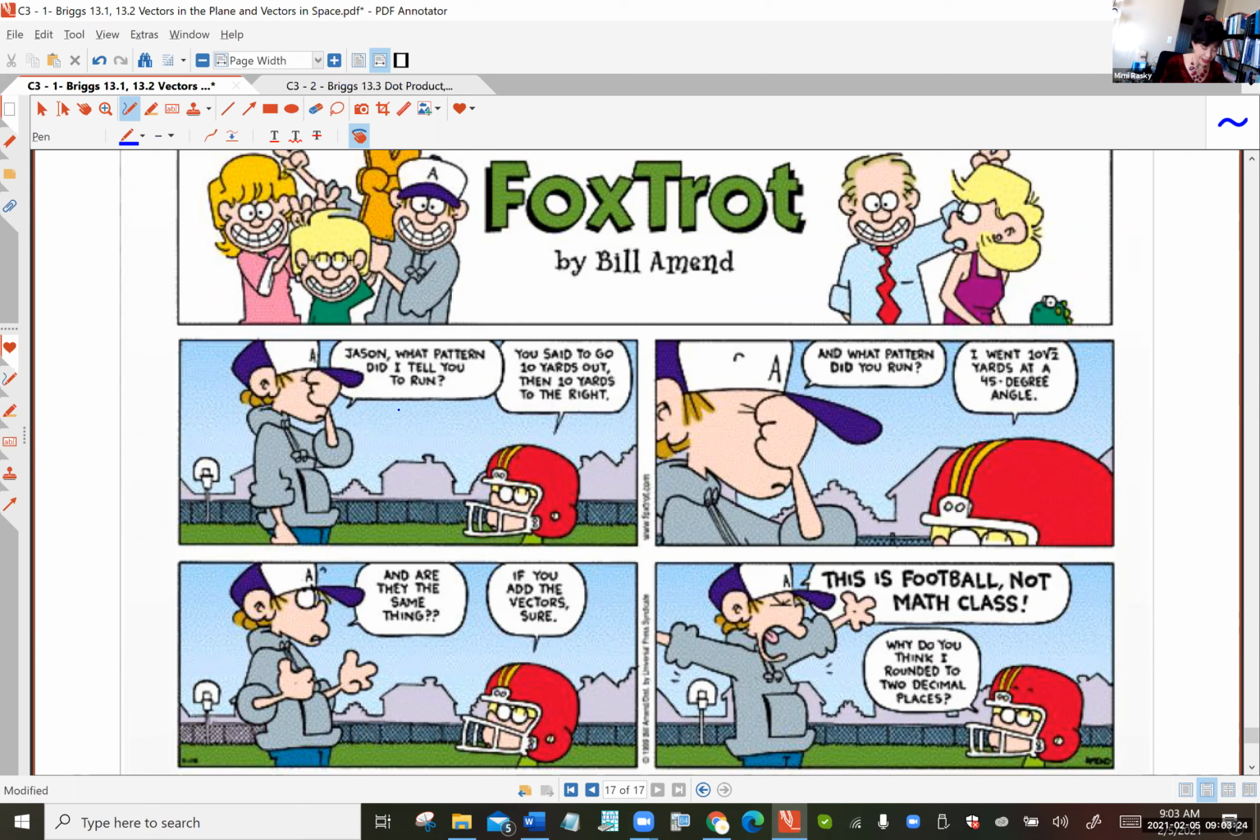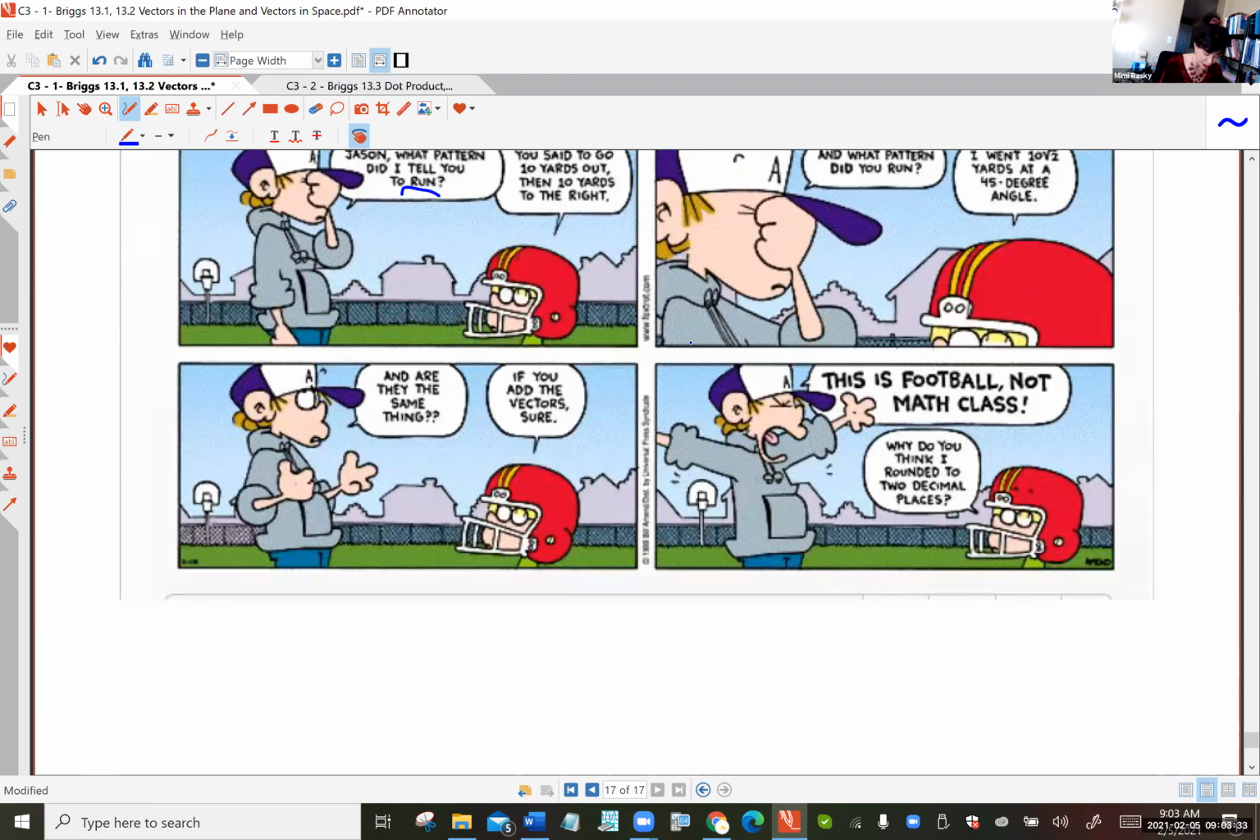So, Jason, Super Bowl Sunday is coming up, so this is kind of good, football. Hey, what pattern did I tell you to run? You said to go 10 yards out and then 10 yards to the right. So if we were just drawing it, go 10 yards out here and then go 10 yards to the right.